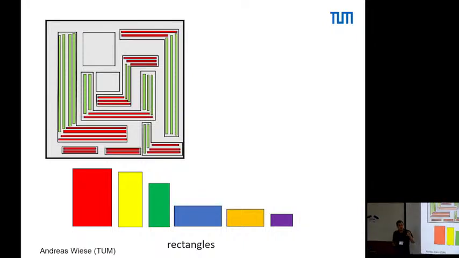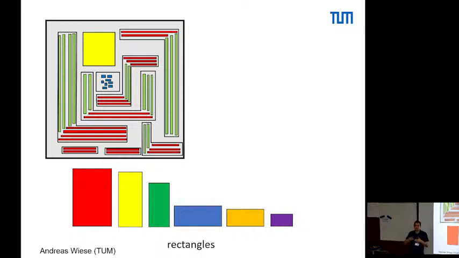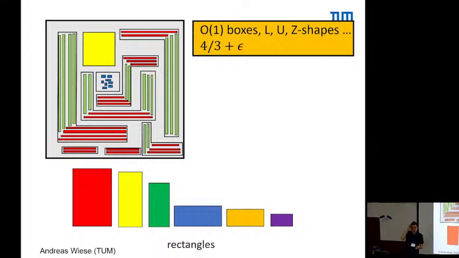In the horizontal parts of the containers, we'll place only horizontal items. And again, there are some boxes that have only one single big item, and then there are some boxes with small items. And it turns out you can actually do even better. If you can use a constant number of boxes with L, U and Z shaped containers, then you can bring the approximation ratio down to 4/3 plus epsilon.